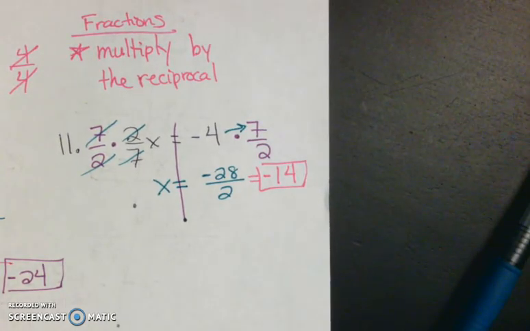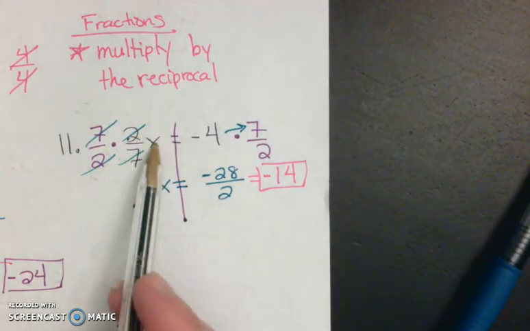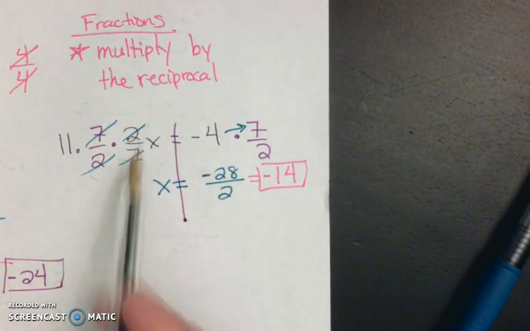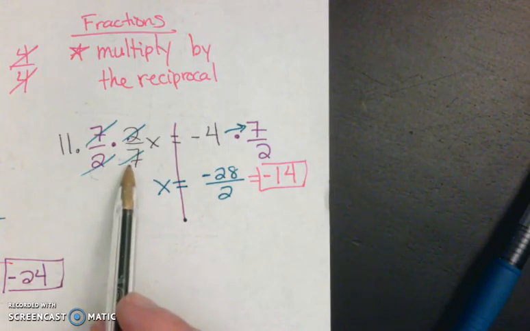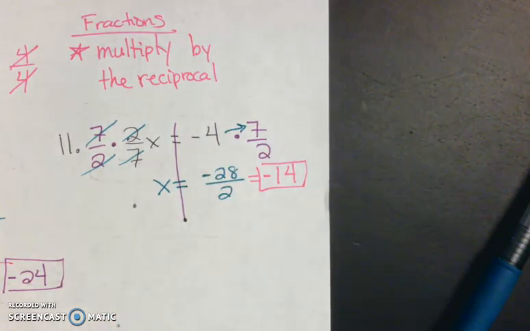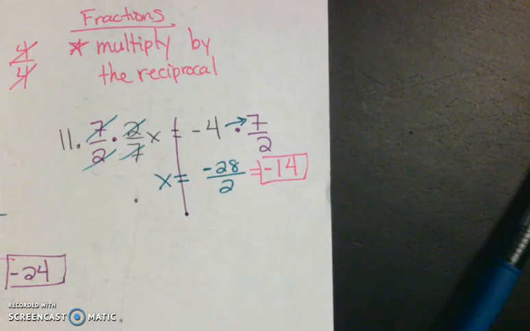So you can check that. -14 times 2 is -28 divided by 7. Positive 7 would be -4. So you can do that little check. Alright, that is solving using multiplication, division, and fraction.